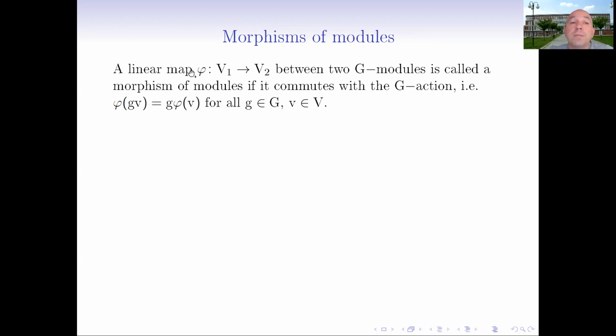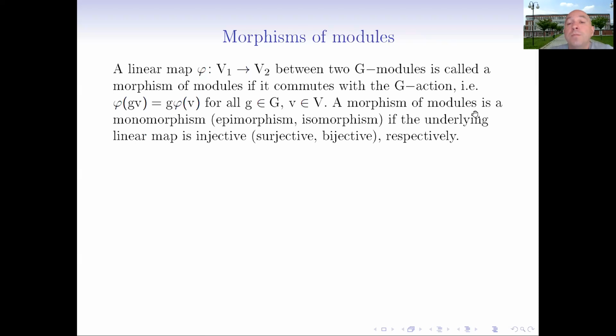So, morphism of modules. Suppose a linear map phi from V1 to V2, where V1 and V2 are G modules. It's called a morphism of modules if it commutes with the G action. So phi of gv equals g phi of v for all g from G, v from V. A morphism of modules is a monomorphism, epimorphism, or isomorphism if the corresponding linear map is injective, so the kernel is 0, surjective, so the image coincides with the whole target, and bijective, respectively.